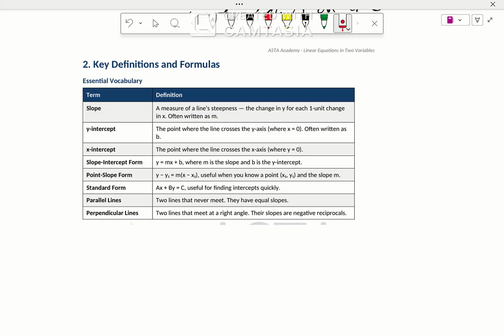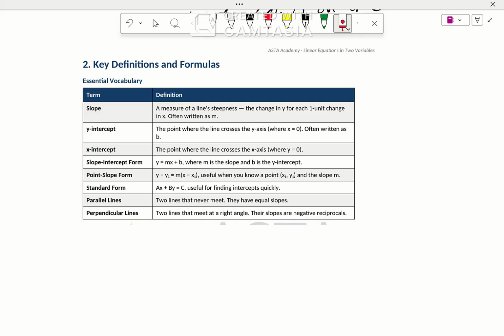What is the point-slope form? y minus y1 is equal to m into x minus x1. So x1 and y1 is the point through which the line is passing. This form of a linear equation in two variables is useful when you know a point x1, y1 and the slope m. So we need to know m, y1 and x1.